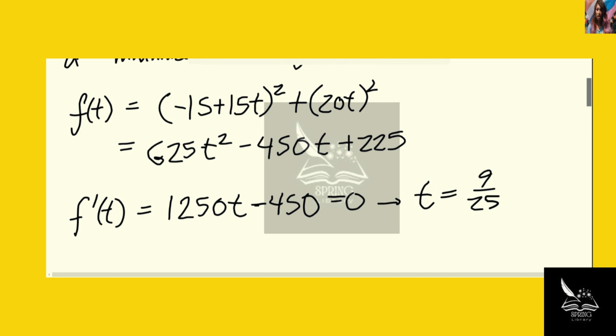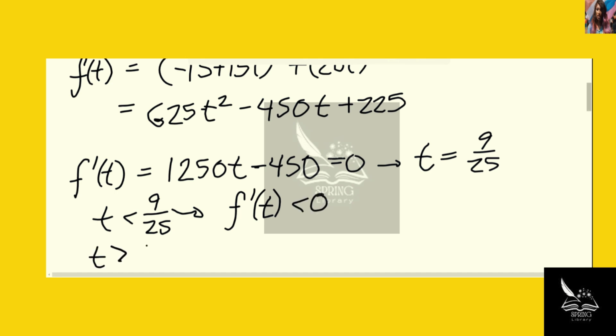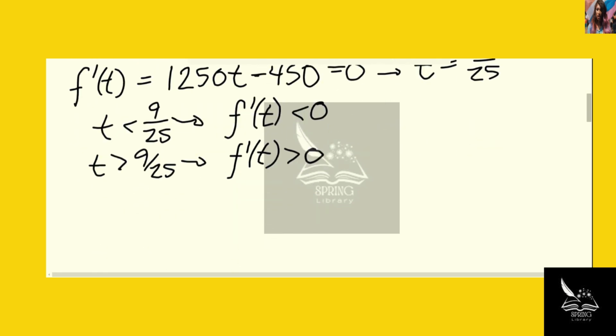Now, using the first derivative test, we have that if t is less than 9/25, then it follows that f prime of t is less than 0, and if t is greater than 9/25, then f prime of t is greater than 0. Therefore, by the first derivative test, it follows that f has a minimum at t equals 9/25.